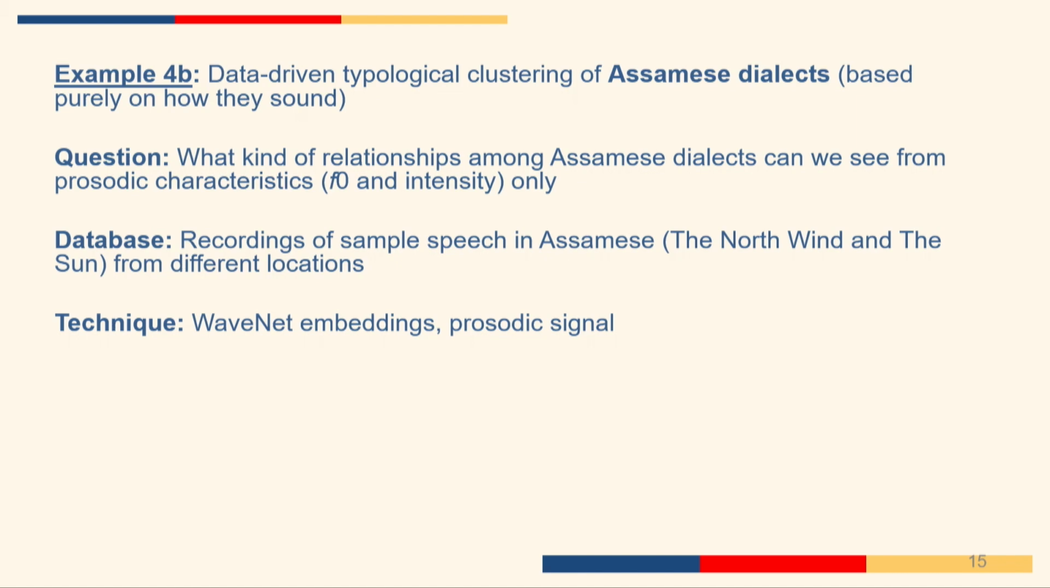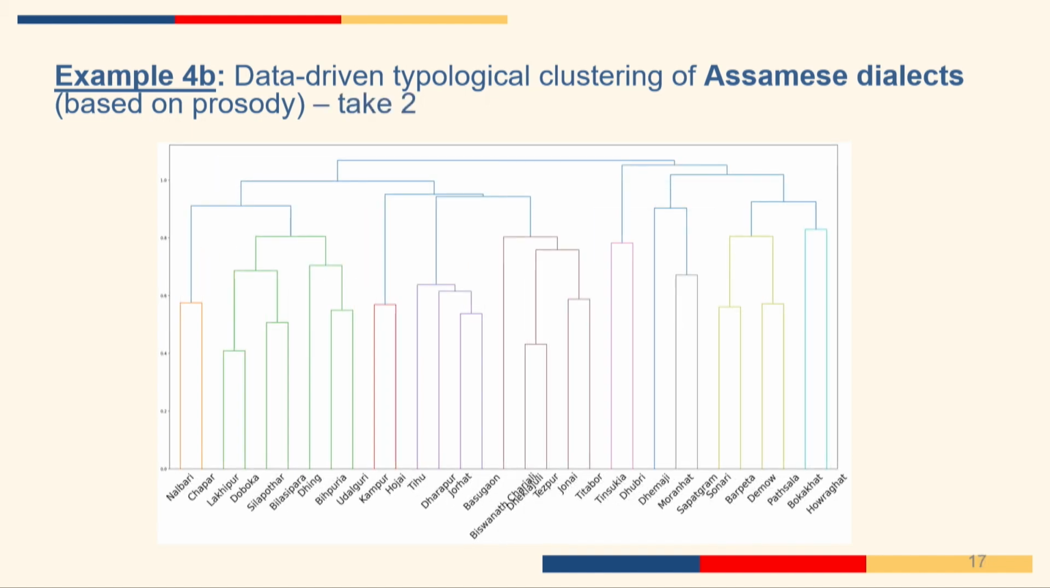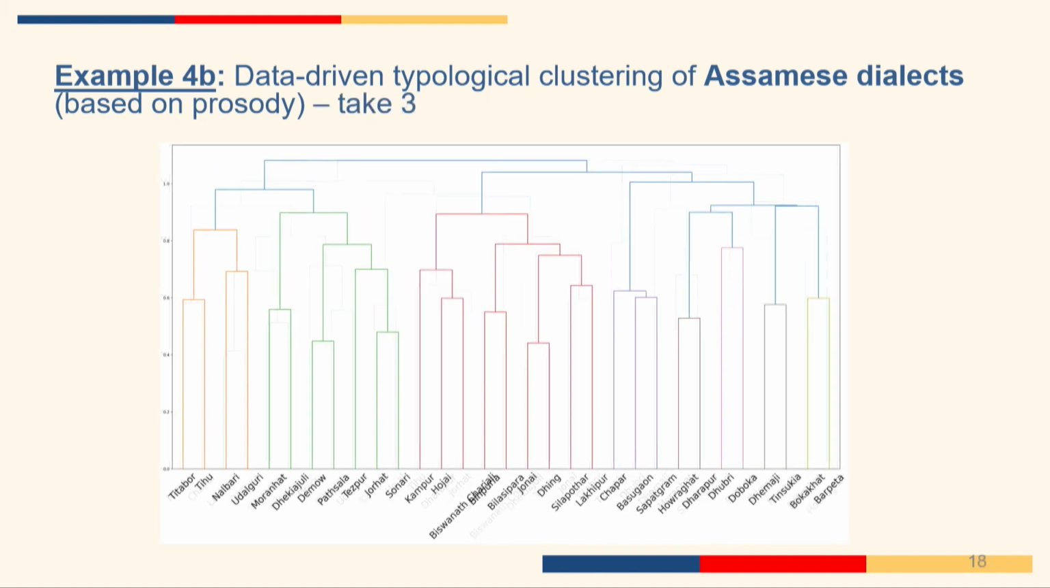So this is the same data with a different type of method, purely on prosody. And this is the first dendrogram. Does it make any sense to you? It might not make any sense. I know because I checked locally, so there are massive discrepancies. But whether there is any hint of anything good, I can show you a second take on it and a third take on it. So you can see that every time I train it's slightly different.